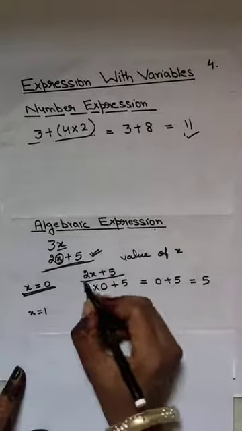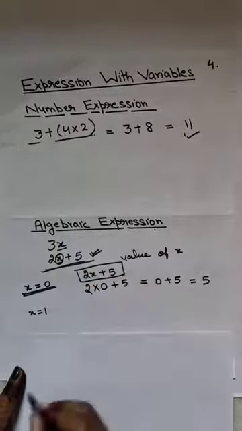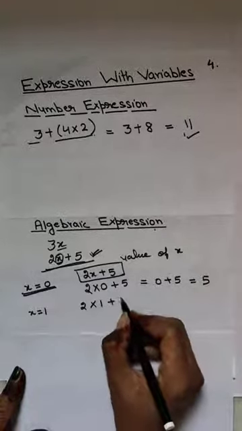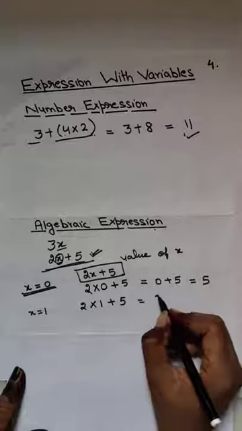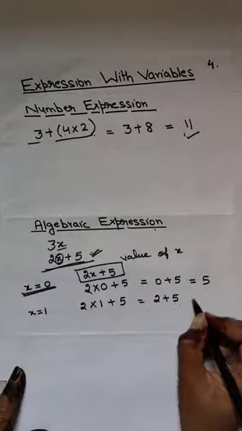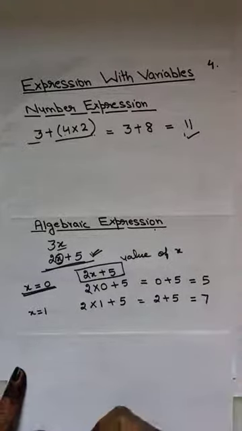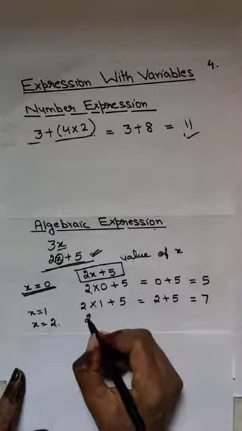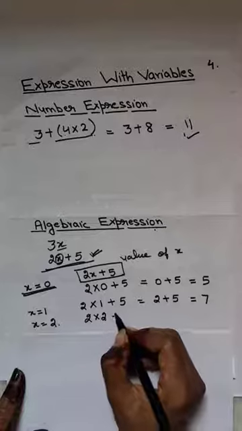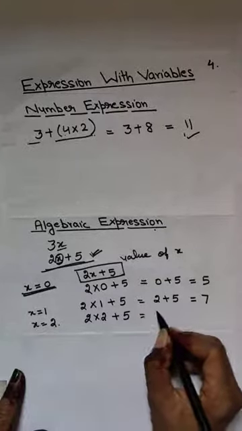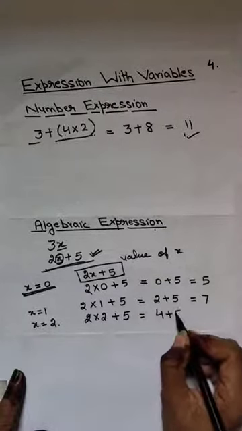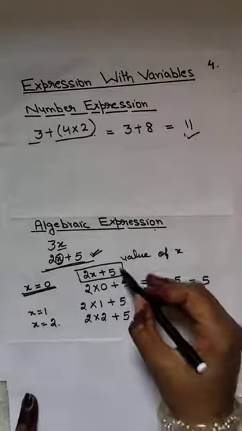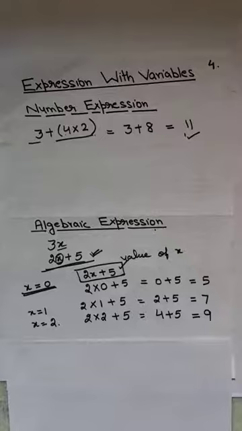So now I am taking when x equal to 1. When x equal to 1, now here we have to put x as 1. So it is 2 multiply by 1 plus 5. 2 ones are 2 plus 5 which is equal to 7. In the same way you can find out the value when x equal to 2. 2 multiply by 2 plus 5. 2 2s are 4 plus 5 it is equal to 9. These are known as algebraic expressions.